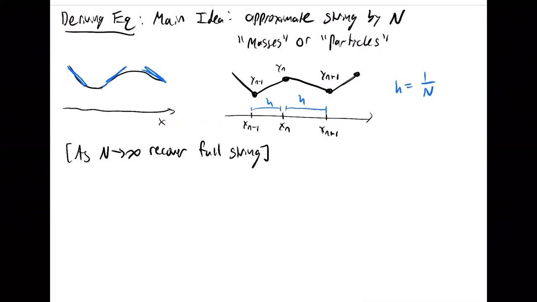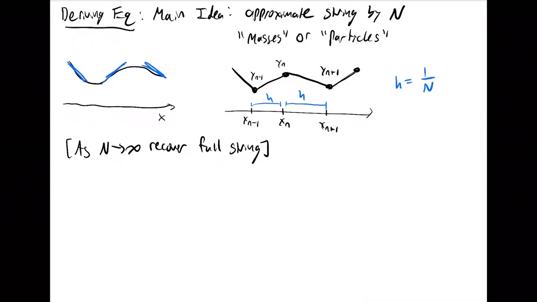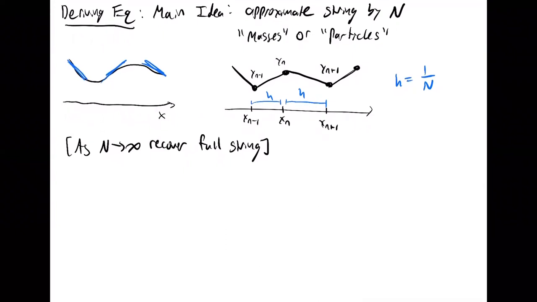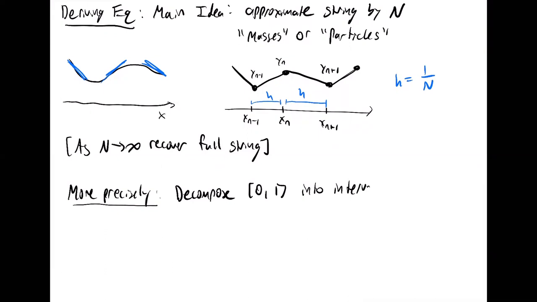Right, and so just to make this description more precise, what we're going to do is decompose the interval between 0 and 1, which is on the x-axis, into intervals of length h, which is 1 over capital N, of the form x_i, x_{i+1}.